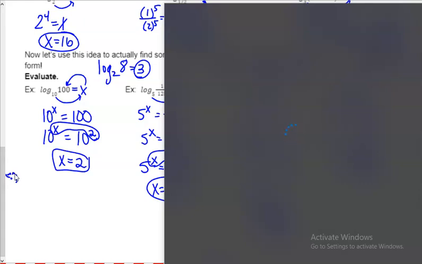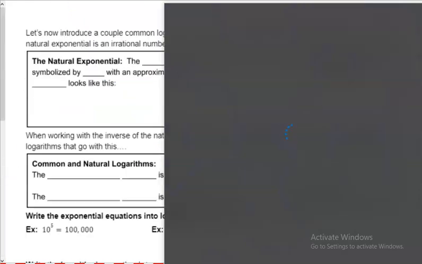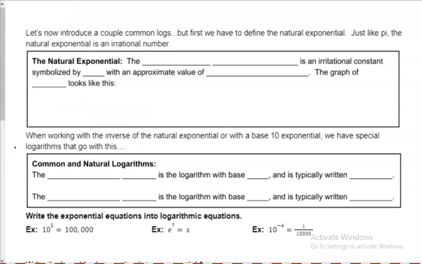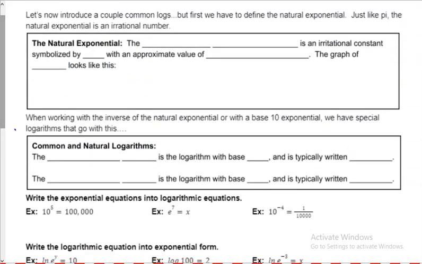We're going to turn to the next page. Okay? So we've found how to do logarithms. Now we're actually going to look at a special base that we call the natural exponential. So we are going to kind of equate this to the number pi. Actually not equate it in any way other than saying that it is an irrational number. It's a special number, a constant that's set in stone, but it does not repeat nor does it terminate.